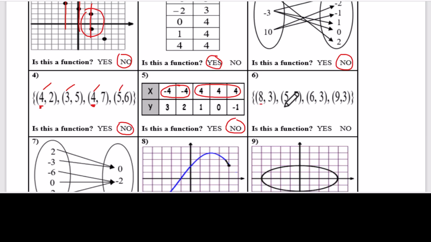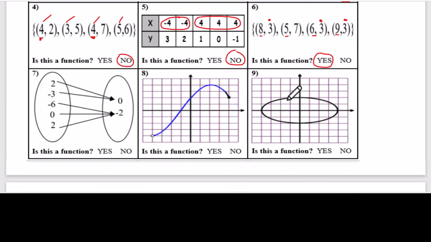Let's try this one. Look at the x values. They don't repeat. So yes, it is a function. Be careful. I see that the 3 repeats, but does it matter? They are the y values. We don't care about the y values. We care about the x, okay? So it doesn't matter if the y repeats. What matters is, does the x repeat? And in this case, the x does not repeat. So it is a function.